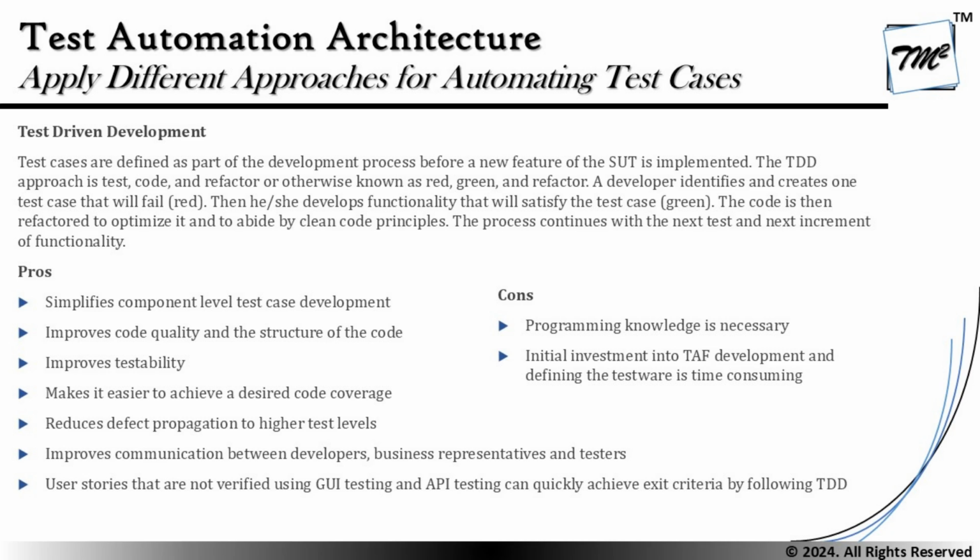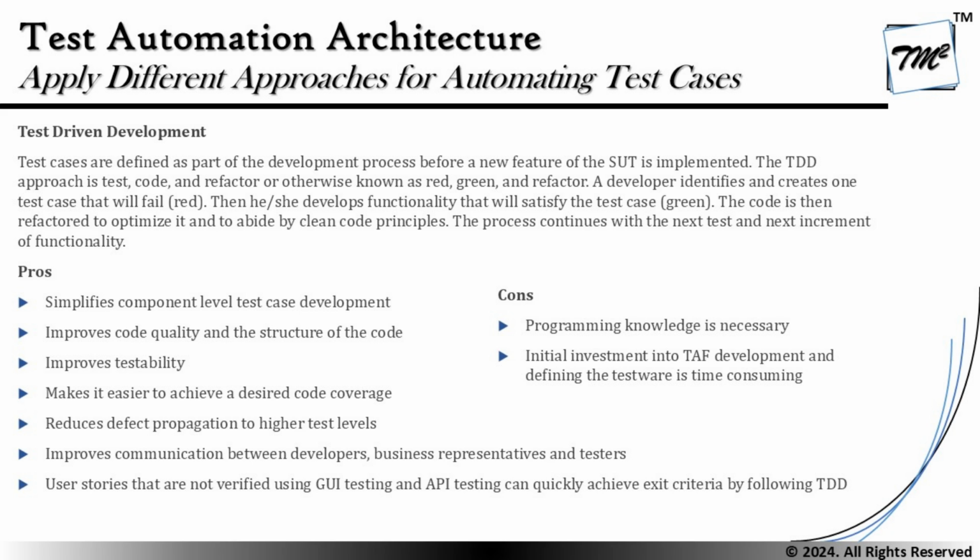If I talk about the pros and cons related to TDD, the pros are: simplifies component test level development, improves code quality and the structure of the code, improves testability, makes it easier to achieve a desirable code coverage because the tests are written first and then the code is written. So of course my code would certainly fulfill all the things in the test, and thus I have desirable code coverage achieved by default, right? Also, reduces the defect propagation to higher test levels because it's the other way around. We are writing the code to fulfill the test.